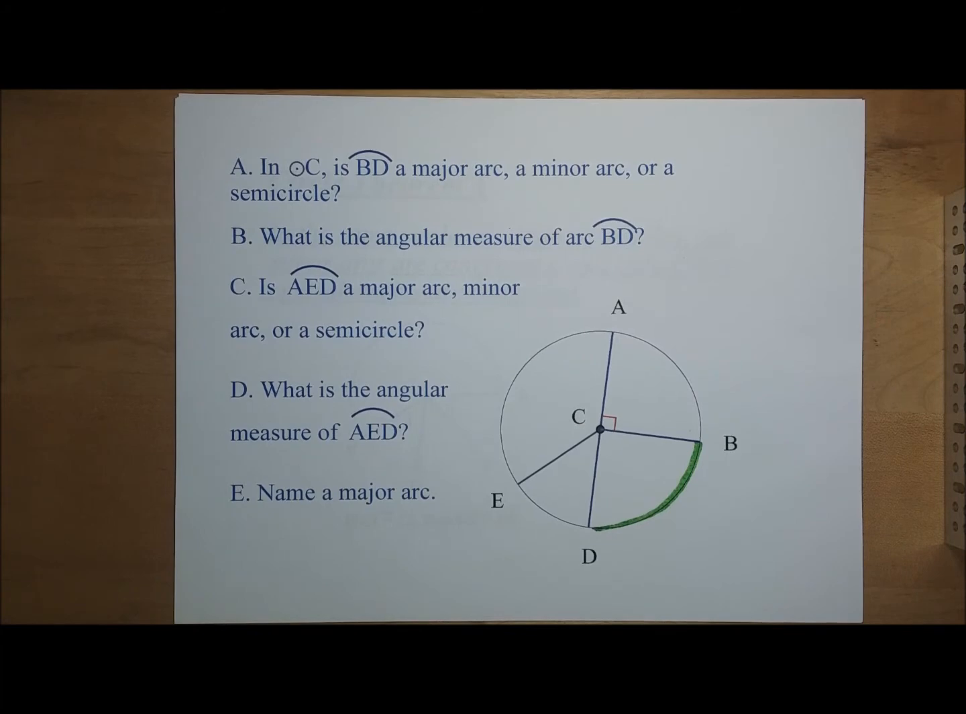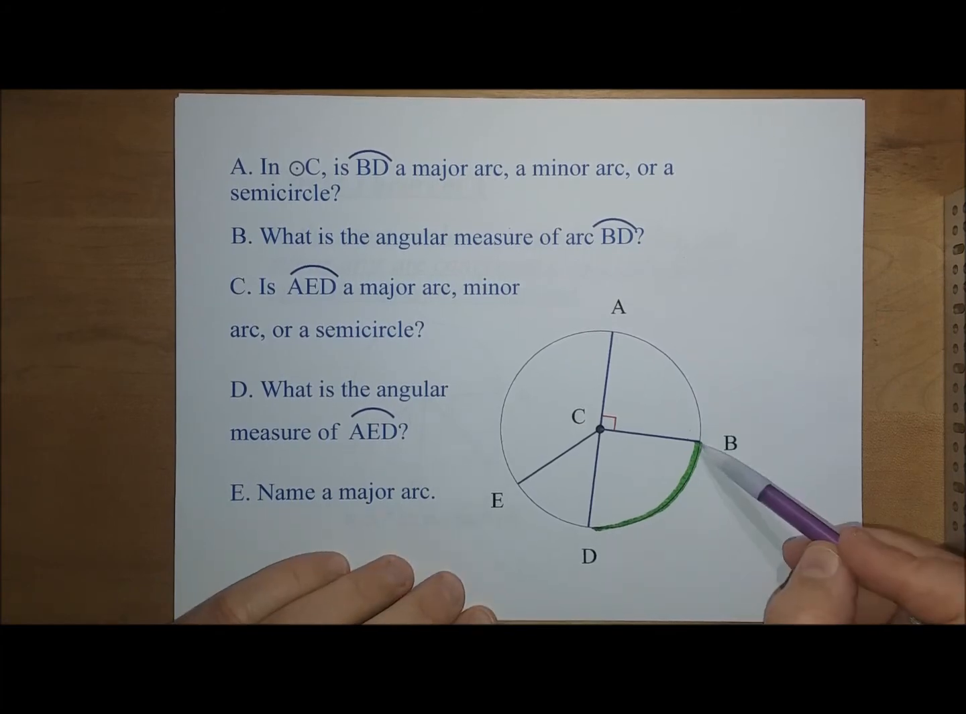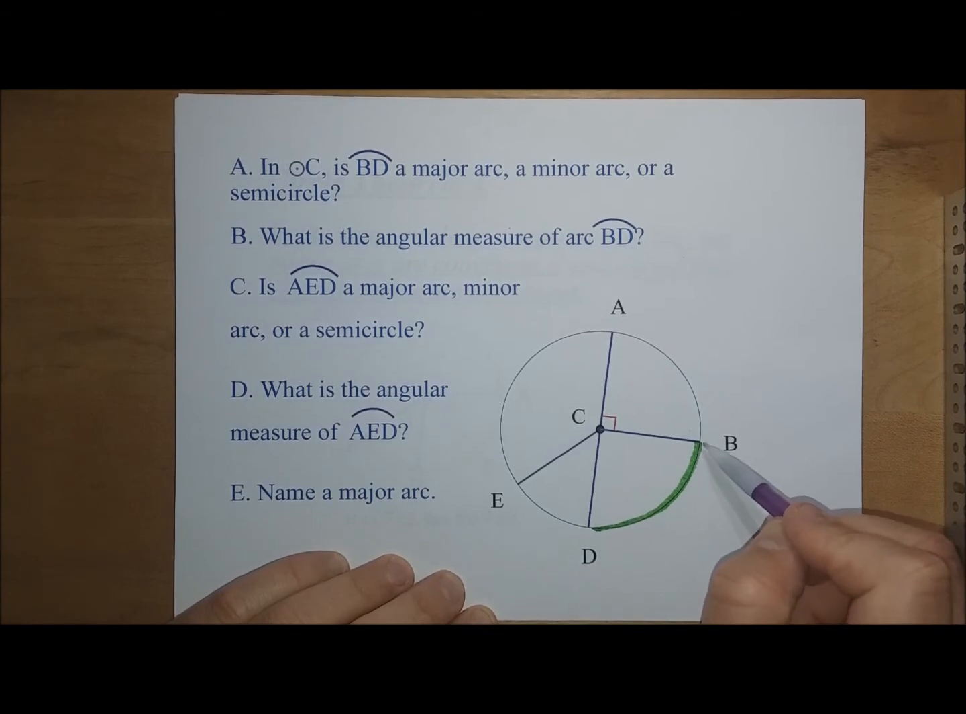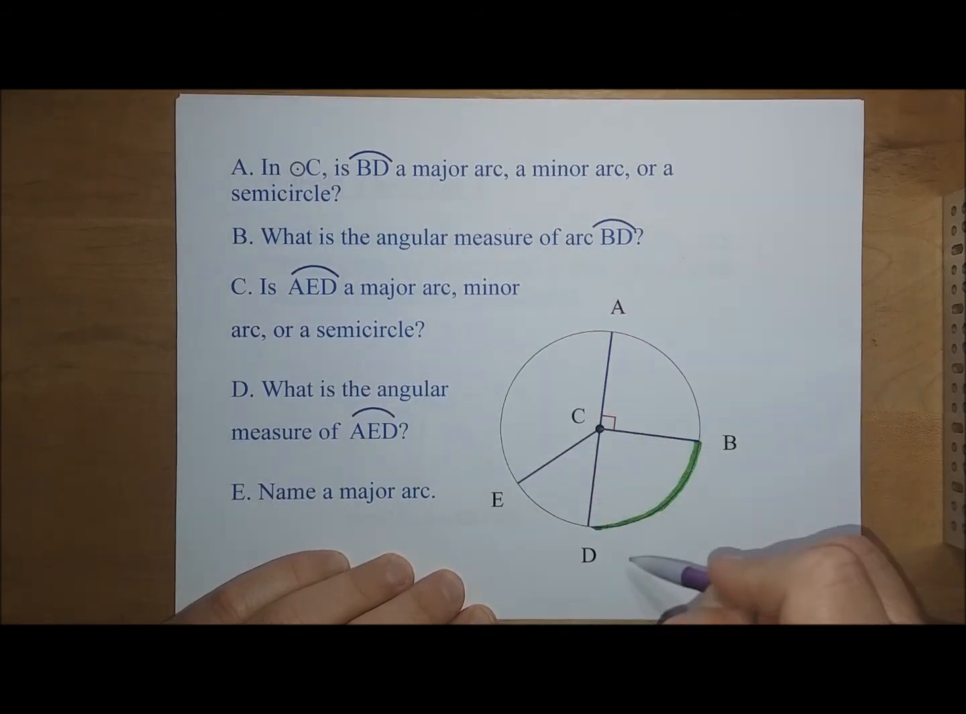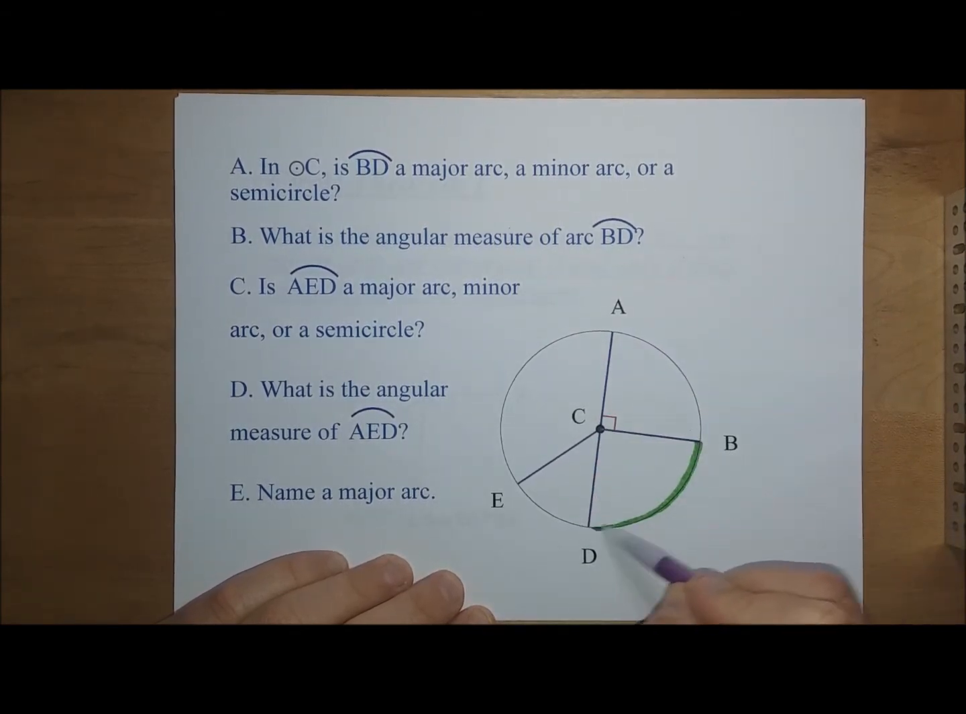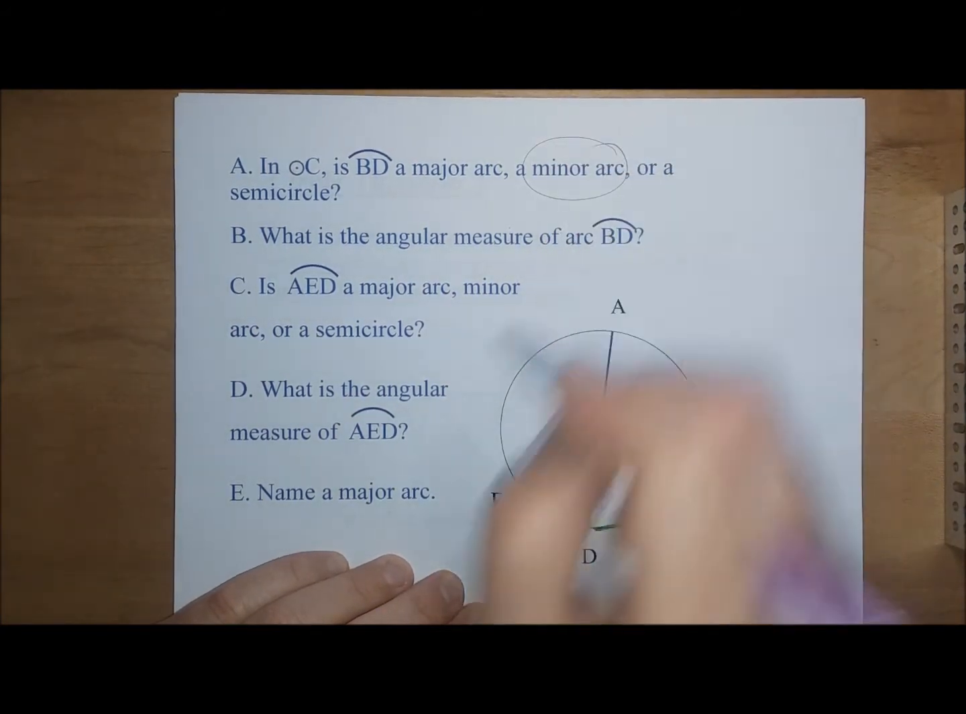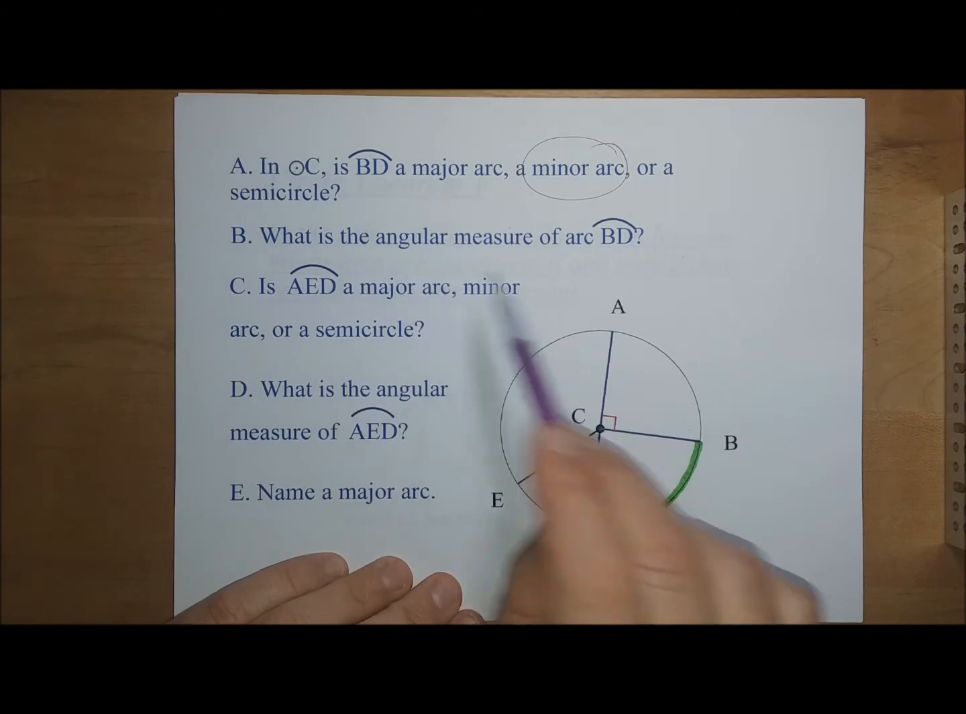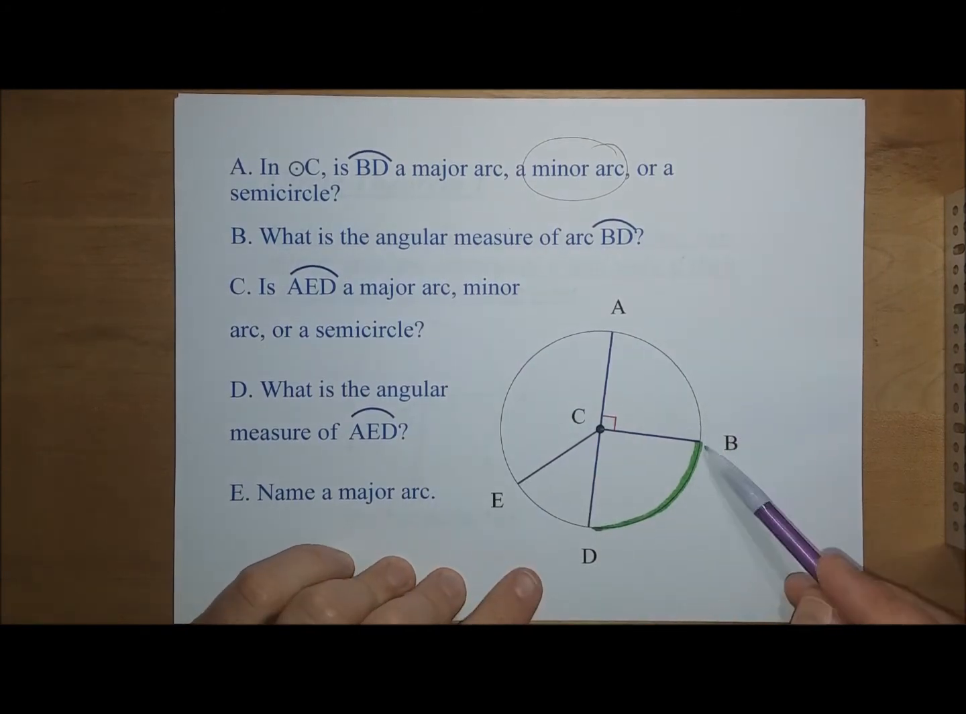Is that a major arc, a minor arc, or a semicircle? So that's going to be a minor arc. The major arc that connects B and D would be this way, going all the way around the circle. So we're going the shortest distance between B and D. So we have a minor arc.